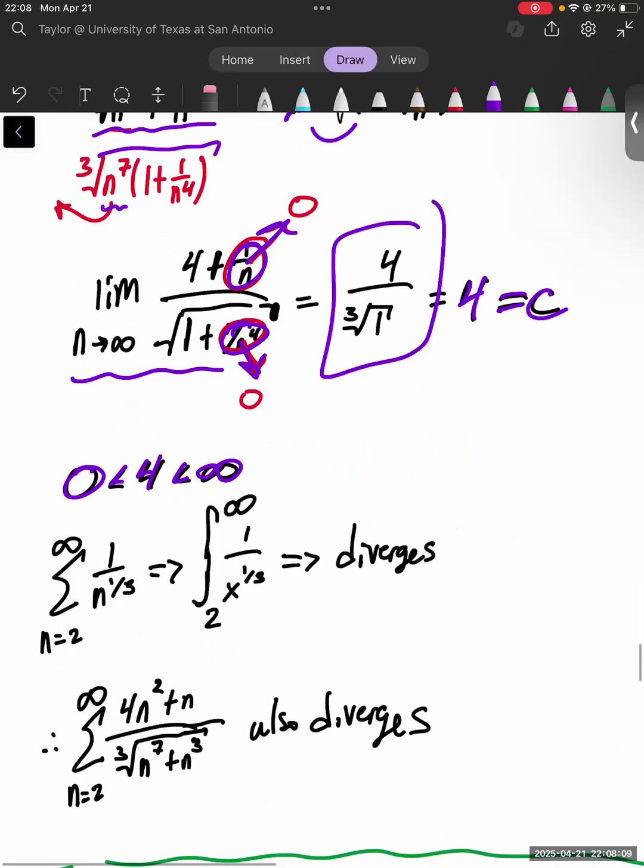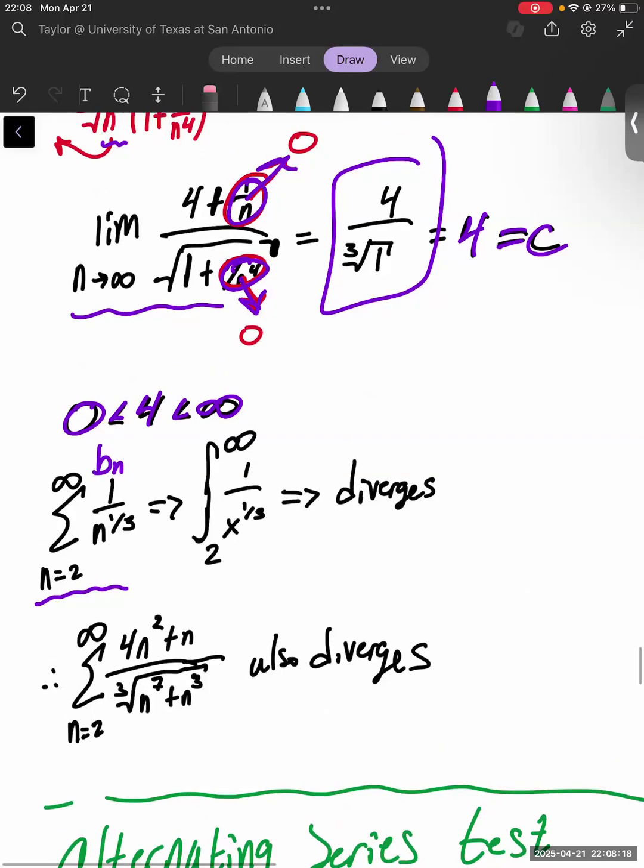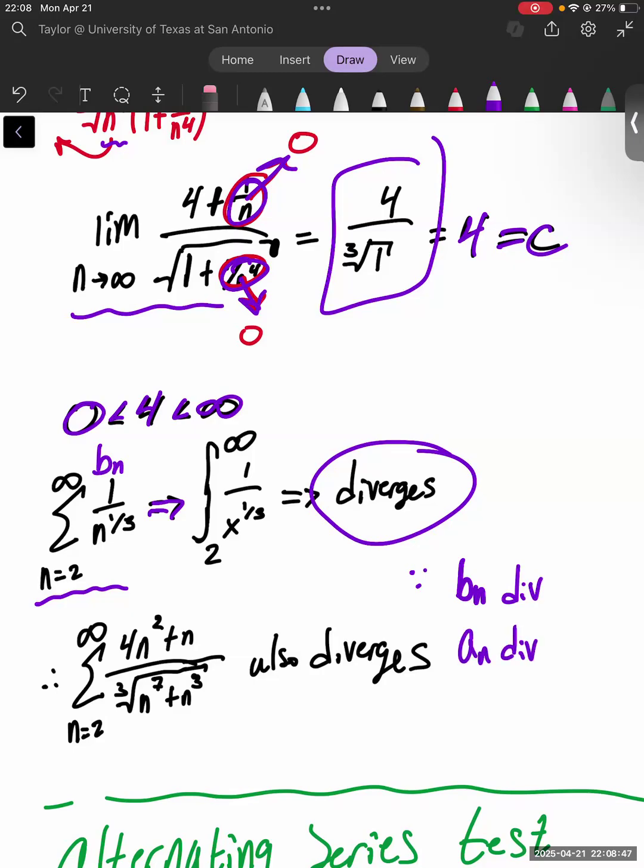So back to my limit process here. Here is that bn. And what I can do is evaluate this as an integral. And I'm going to leave this as an exercise for you guys to prove. But this integral will diverge. So by the integral test, the series diverges. And because bn diverges, an diverges. Therefore, our original expression also diverges.